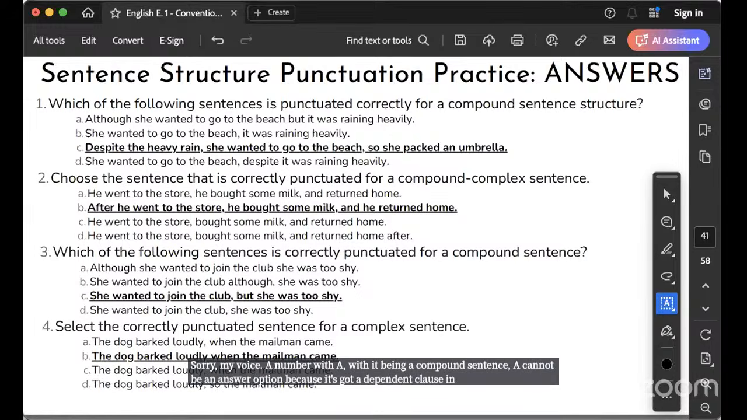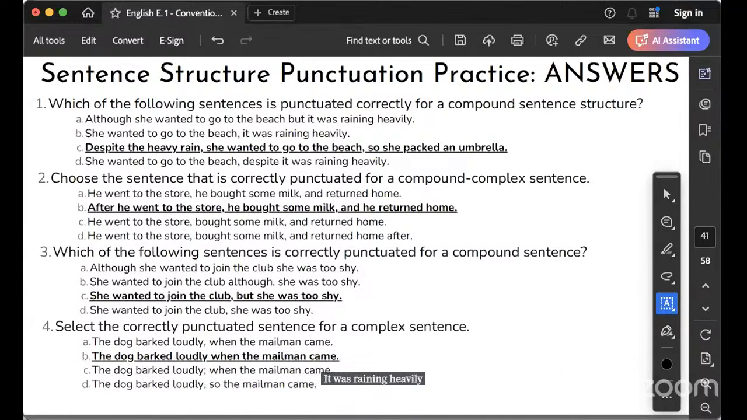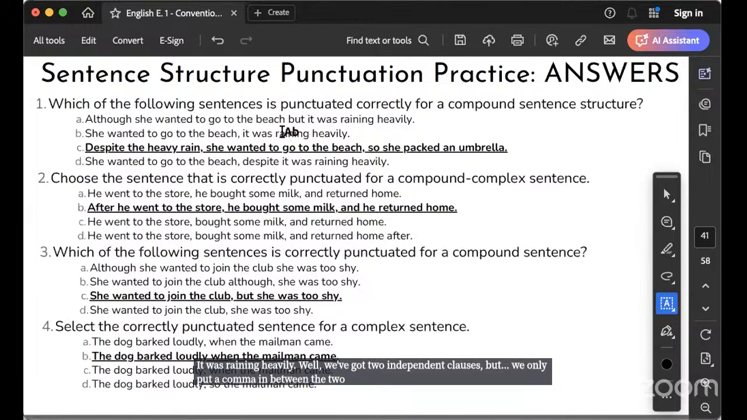So that automatically rules it out. Compound sentences only have independent clauses. With B, she wanted to go to the beach. It was raining heavily. Well, we've got two independent clauses, but we only put a comma in between the two. You can't do that. You could put a semicolon in between the two or a period, but you can't put just a comma. We needed to have a coordinating conjunction if you were going to have a comma there.